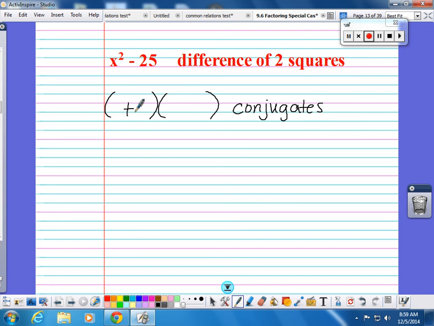Conjugates have different signs. Does it matter which order you write them in? No. Okay. And then here's the questions you ask yourself. What do you square to get this? X. What do you square to get this? 5. You're finished. So the hard part comes in just knowing the vocabulary, being able to recognize what you got so that you can factor them, okay?